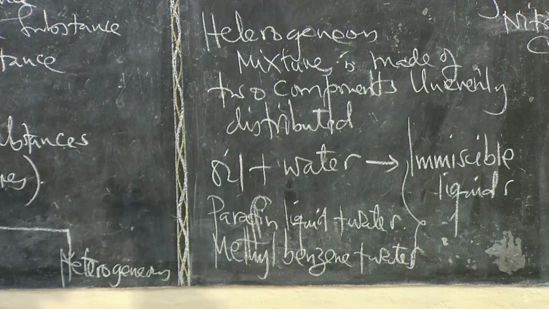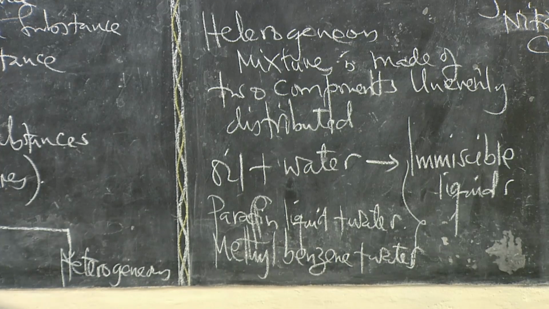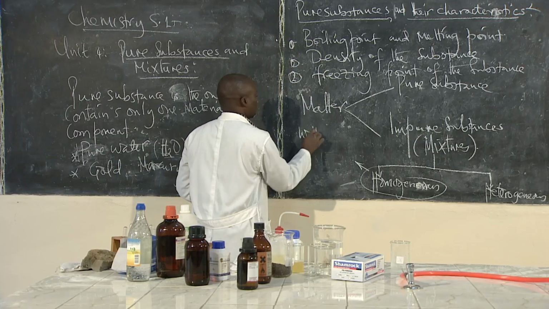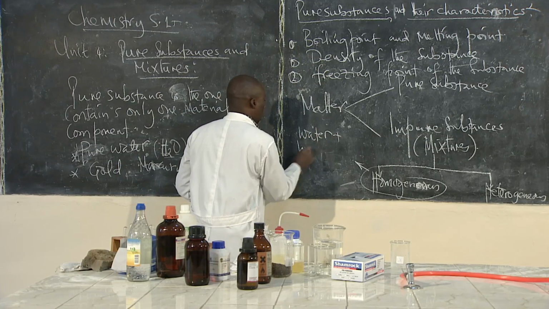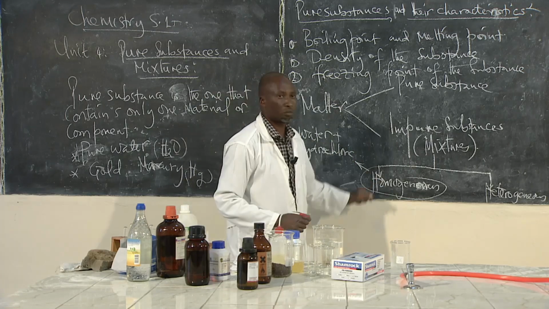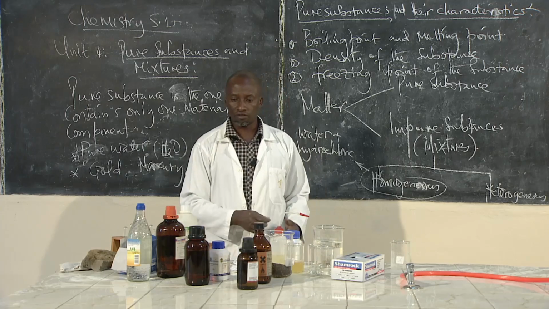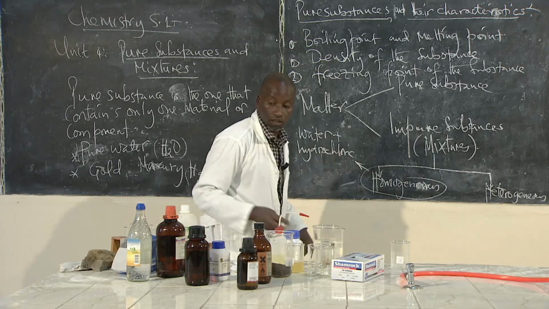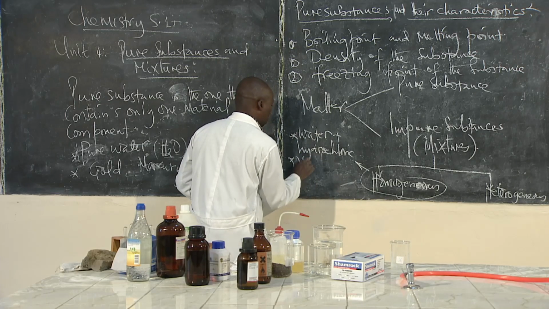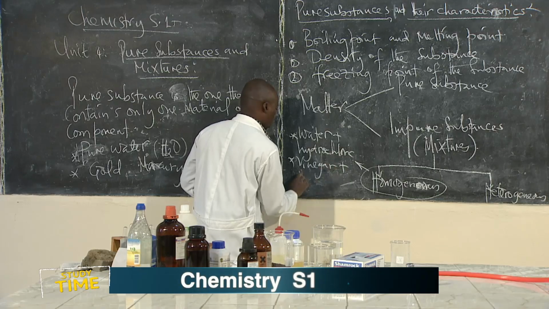So in the homogeneous mixtures that we have seen, do you remember the examples that we gave under homogeneous mixtures? We gave water. Here we had water and hydrochloric acid. That is, this formed a homogeneous mixture. But I can even give another example. So we had even vinegar and water. That was one example.